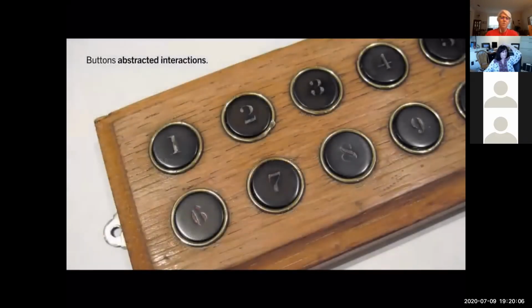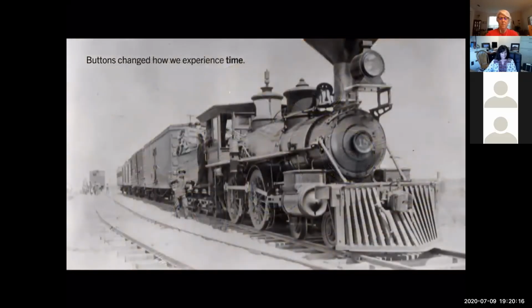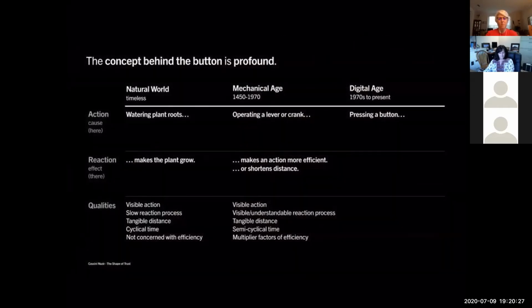Over time, buttons began abstracting interactions. What you're looking at here is the buttons for an elevator. They changed how we experience time, and the railroads very much changed how we experience time for a variety of reasons that we're not necessarily going to go into here. But in the digital age, which, the commercial digital age started in the 70s, pressing a button has the effect of making almost anything happen immediately.